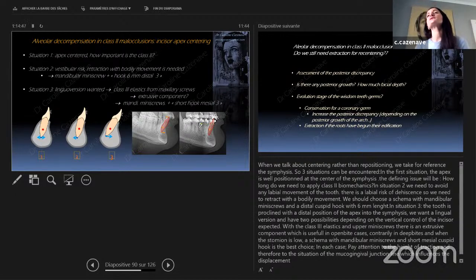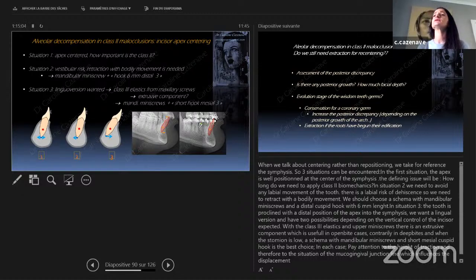So 3 situations can be encountered. In the first situation, the apex is well positioned at the center of the symphysis. The defining issue will be how long do we need to apply class 2 biomechanics?